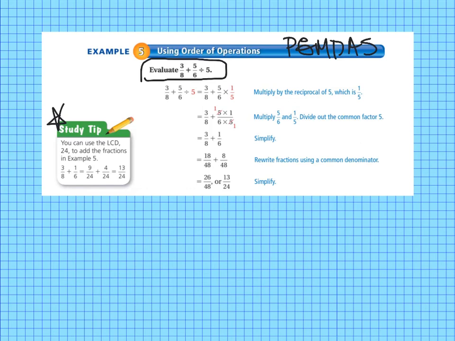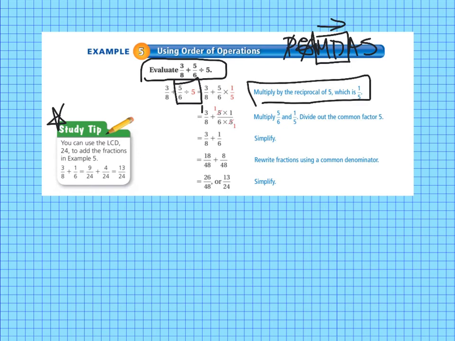We do parentheses first, we don't have any of those. We do exponents second, we don't have any of those. We do multiplication and division left to right. We have division before we're going to do that addition. So we need to worry about the 5/6 divided by 5. So we multiply by the reciprocal of 5, which is 1/5.